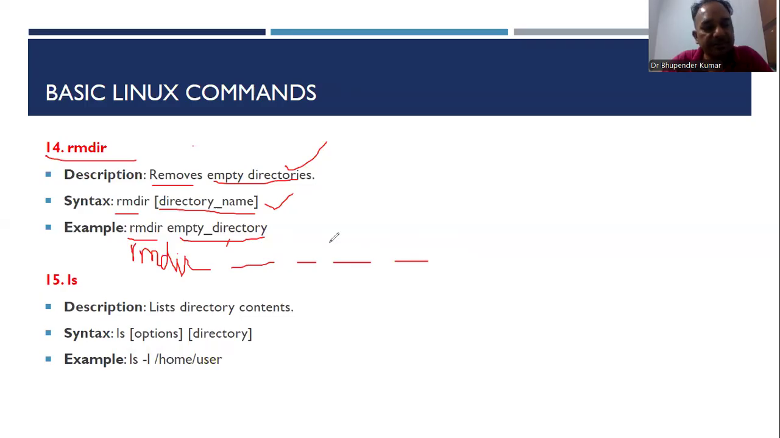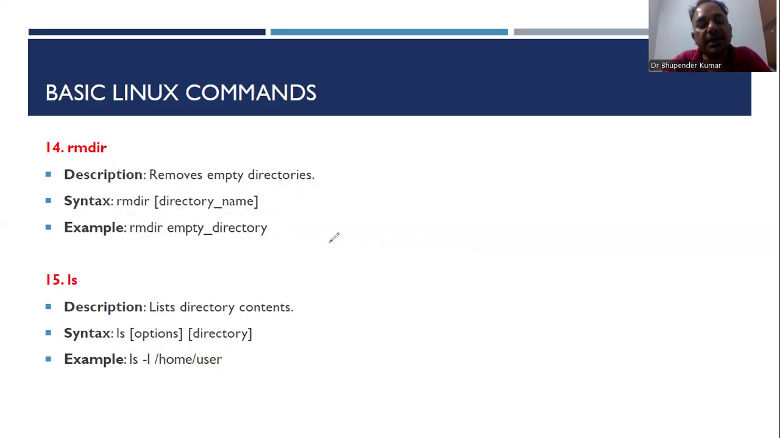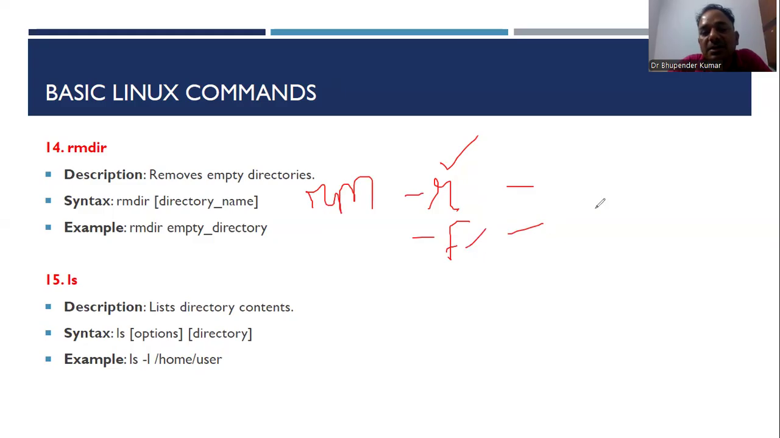Now you might be interested in knowing that if the directory is not empty but I still want to remove that directory, what is the command? You can use the option either -r or -f and then the name of the directory. It will remove the non-empty directory also. R means each and every time it will ask you recursively whether you want to remove this directory. F means it will not ask you and it will remove the non-empty directory as well.